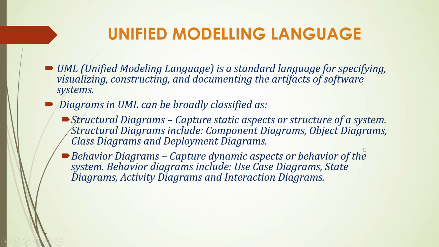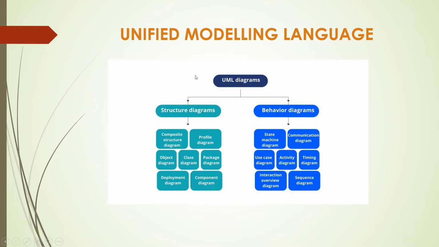Okay, so let's see what all the diagrams are there in structural and behavior. So UML is classified into structure and behavior. In structure, we have composite structure diagram, profile diagram, object diagram, class diagram, package diagram, deployment diagram, component diagram. But these diagrams are not majorly used in business analysis. Next is the behavior diagram, in which we have state machine diagram, communication diagram, use case diagram, activity diagram, timing diagram, interaction overview diagram, sequence diagram.